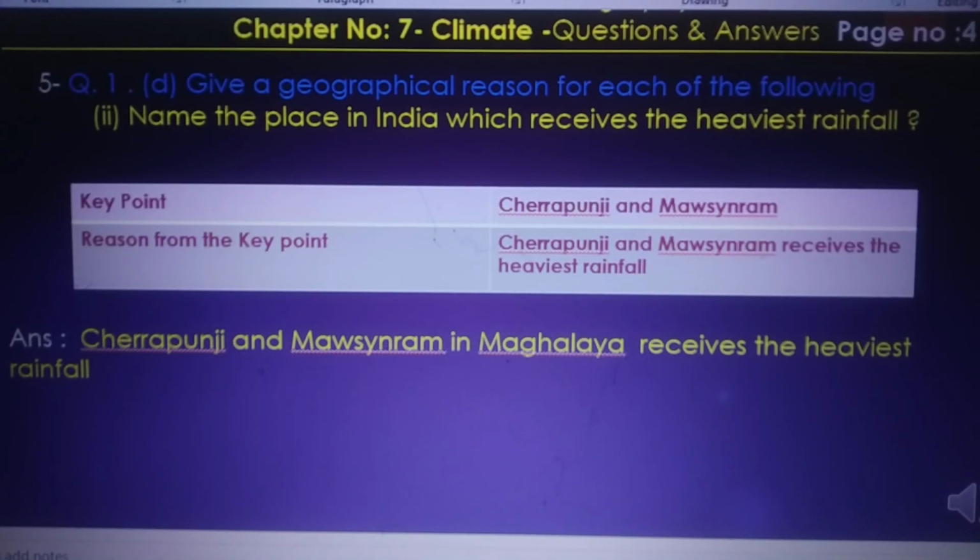Question number 5. Name the place in India which receives the heaviest rainfall. What is the key point? Cherrapunji and Mawsynram. What is the reason for the key point? Cherrapunji and Mawsynram receive the heaviest rainfall in the Himalaya. Cherrapunji and Mawsynram in the Himalaya receive the heaviest rainfall.